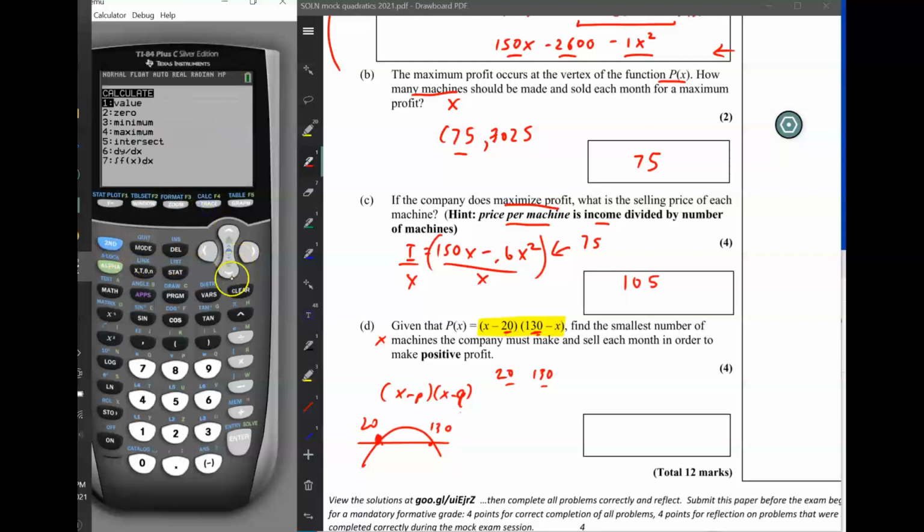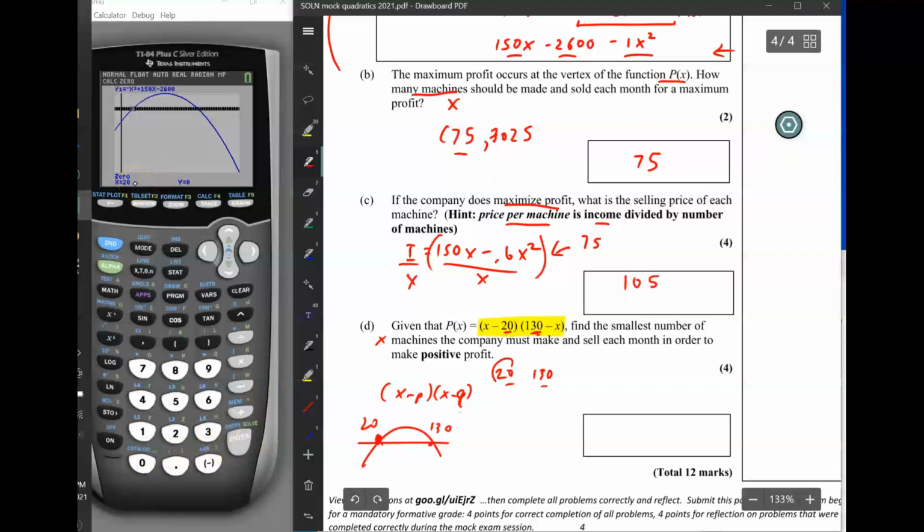So second calc 0, and then we're going to move the cursor so that it's slightly to the left of the x-intercept. Let's just say 0. And then we're going to move the cursor slightly to the right of the x-intercept. We'll say 30. And then we hit enter. And it tells us that the zero point is (20, 0). Hey, (20, 0). We already knew that.